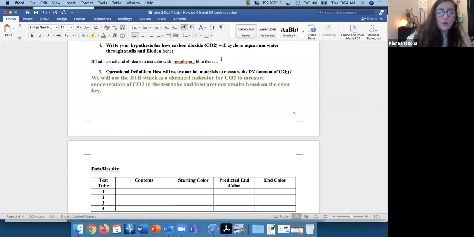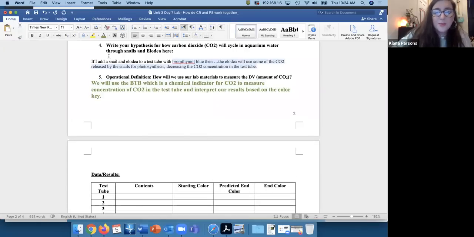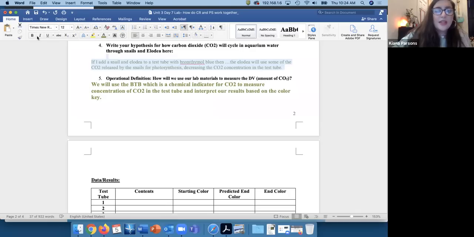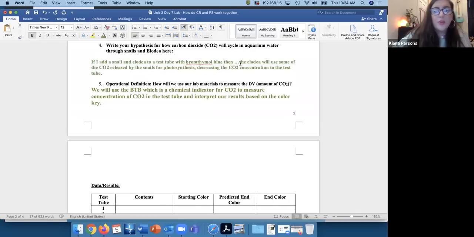Just so you can see the whole answer for the hypothesis: if I add a snail and elodea to the test tube with bromothymol blue, then the elodea will use some of the carbon dioxide released by the snails for photosynthesis, decreasing the CO2 concentration in the test tube.